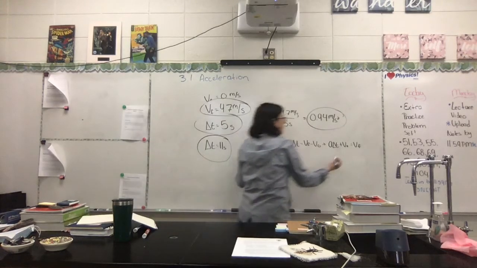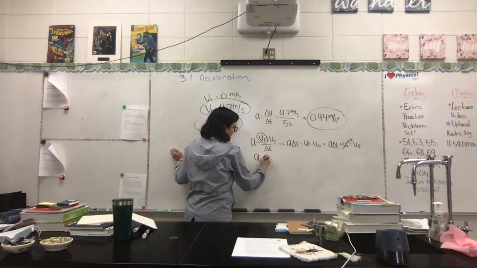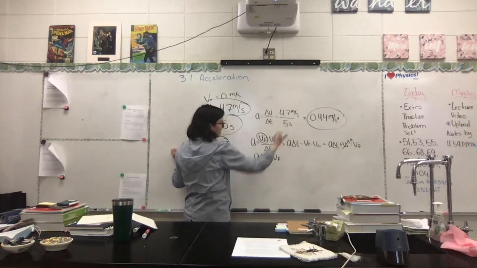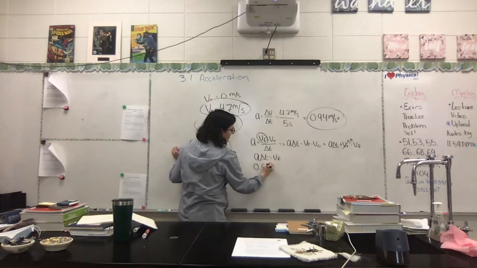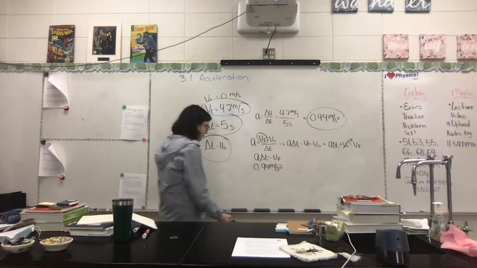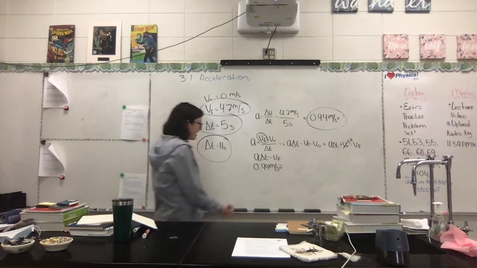We started from rest, right, because we were leaving. So we're going to have A delta T equals VF. Our acceleration we just found is 0.94 meters per second squared. And our delta T is going to be 11 seconds because 5 plus 6 is 11.